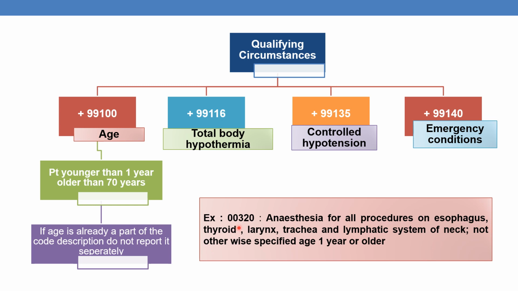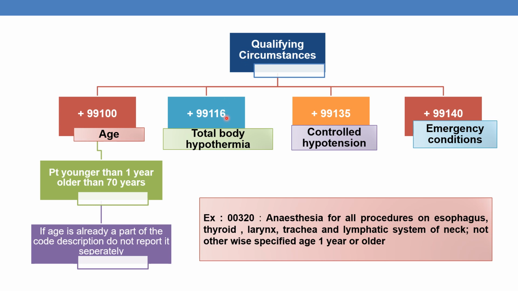For example, 00320 indicates anesthesia for all procedures on esophagus, thyroid, larynx, trachea and lymphatic system of neck, not otherwise specified, age 1 year or older. Here the age is already mentioned. So you need not code these qualifying circumstances.